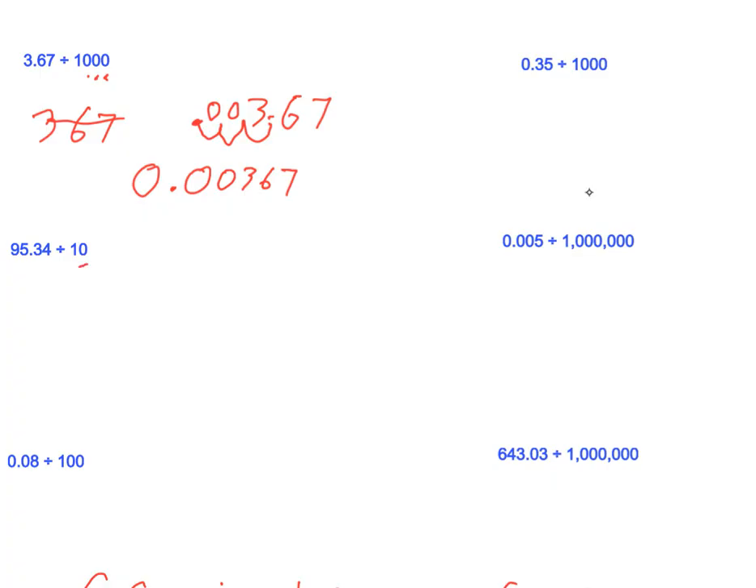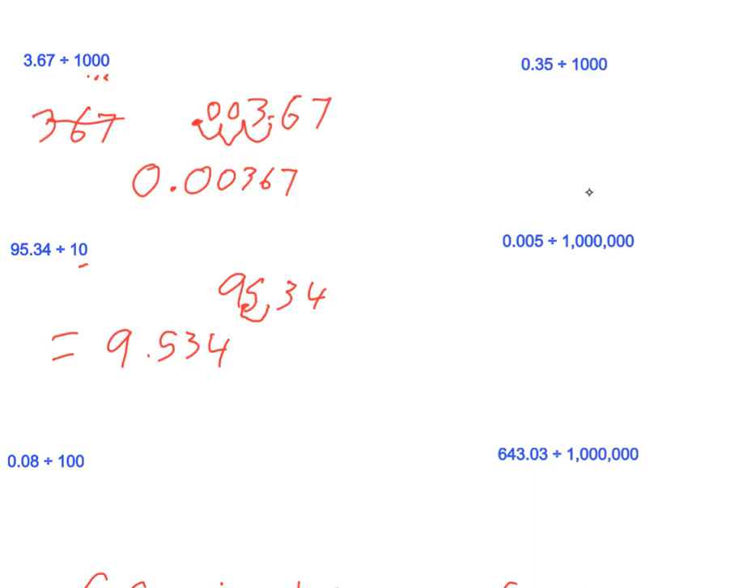95.34 divided by 10. 10 has got 1 zero, so I'm going to have 95.34. The dot is normally between the 5 and the 3. I'm going to move it 1 to the left. So that's going to get me the answer of 9.534.